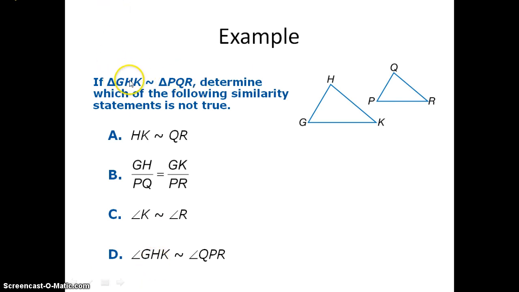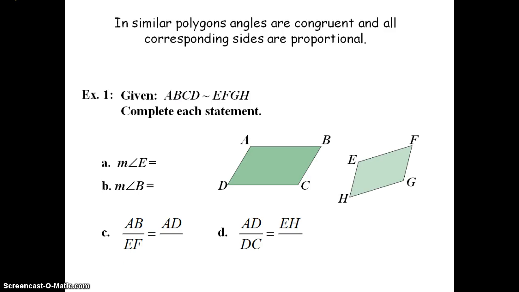Angle GHK is similar to angle QPR. See how the second one goes out of order? That means it's not similar. So your answer should be D.